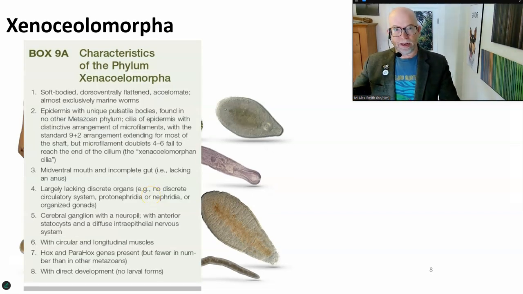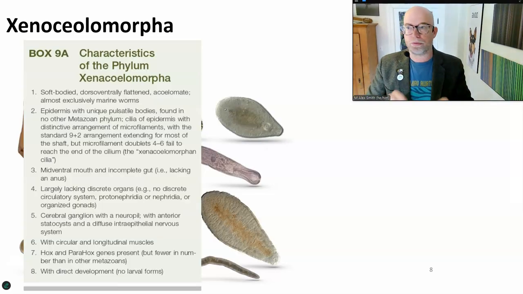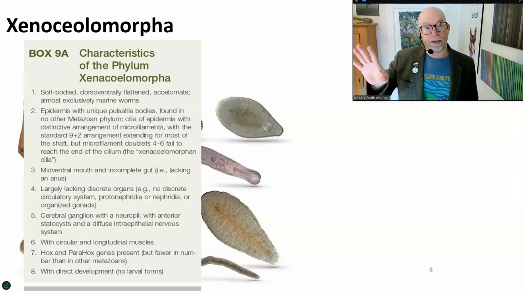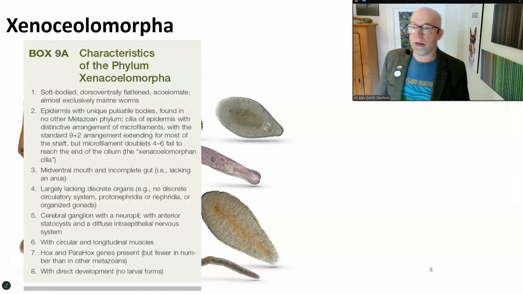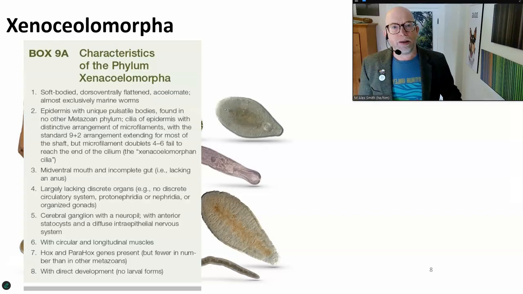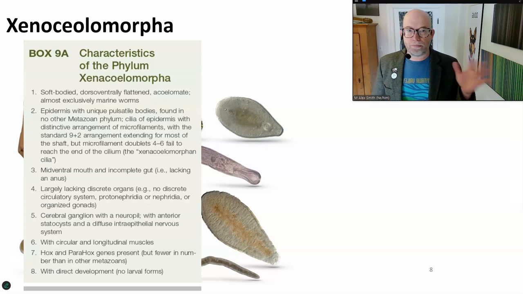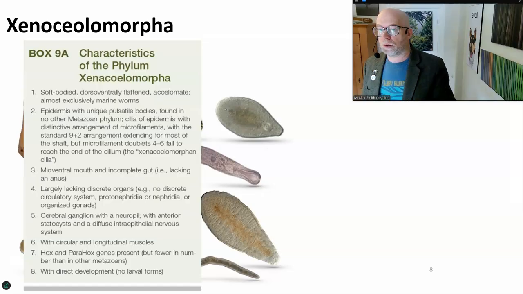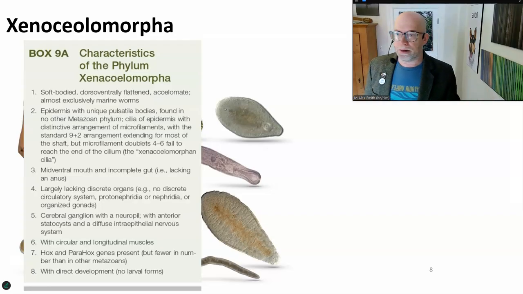But let's take a second and put up this great, really informative box of information, the characteristics or the synapomorphies of the Xenacoelomorpha, that goes into greater detail than the bullets that I will distill this down to. They are soft-bodied, dorsoventrally flattened, so very flat things, almost exclusively marine worms. They're weird. They are a metazoan with unique pulsate bodies that are found in no other phylum. They have a ciliated epidermis that allows them to crawl through the world in a way that no other bilaterian metazoan really does.